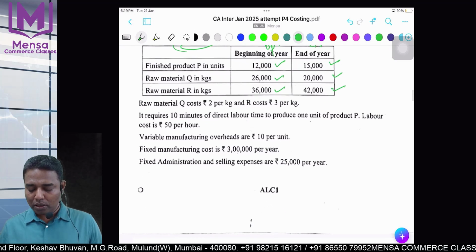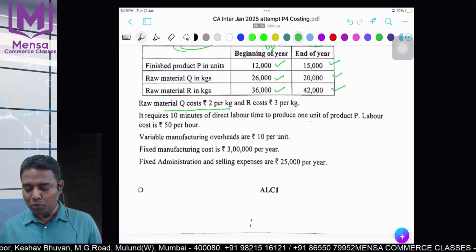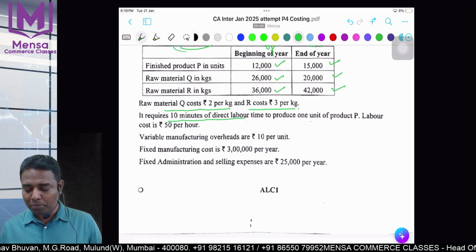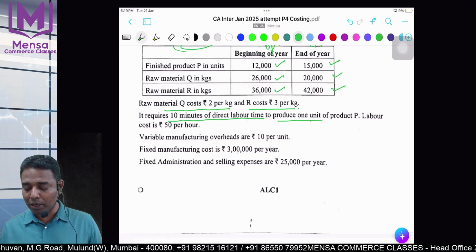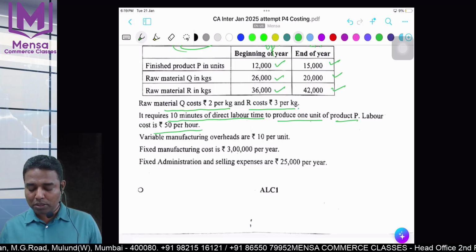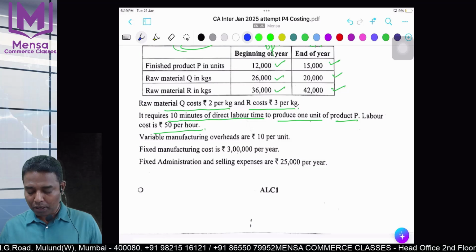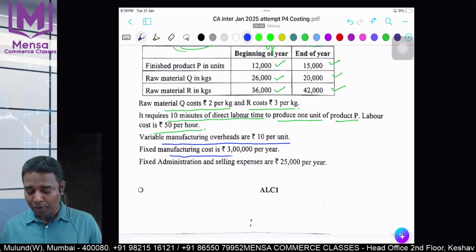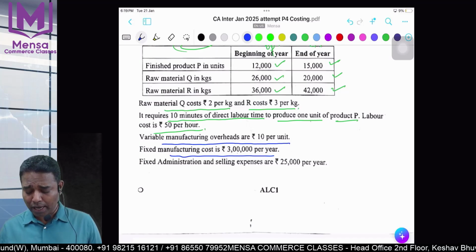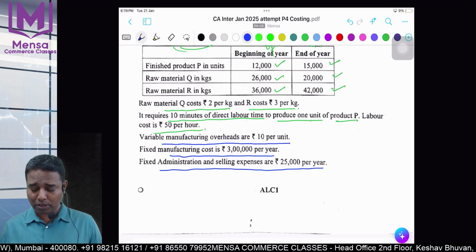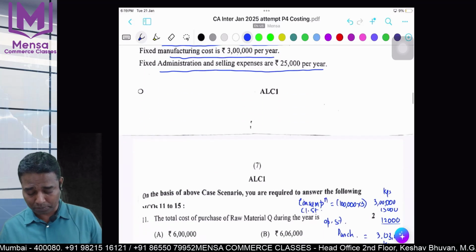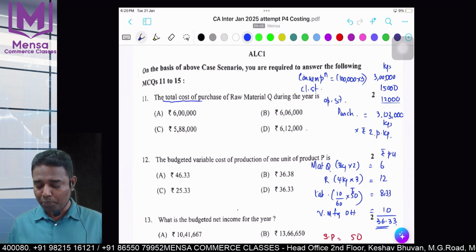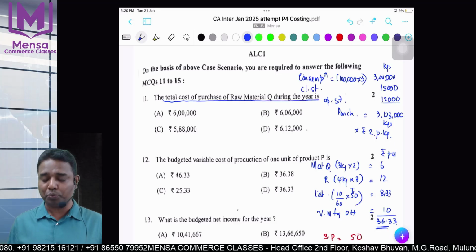The raw material Q costs rupees 2 per kg, R costs 3 per kg. It requires 10 minutes of direct labor to produce 1 unit of P, and labor cost is 50 rupees per hour. Variable manufacturing overheads are rupees 10 per unit. Fixed manufacturing cost is 3 lakh per year and admin fixed is 25,000 per year. What are we supposed to find? We are supposed to find the total purchase cost of raw material Q.